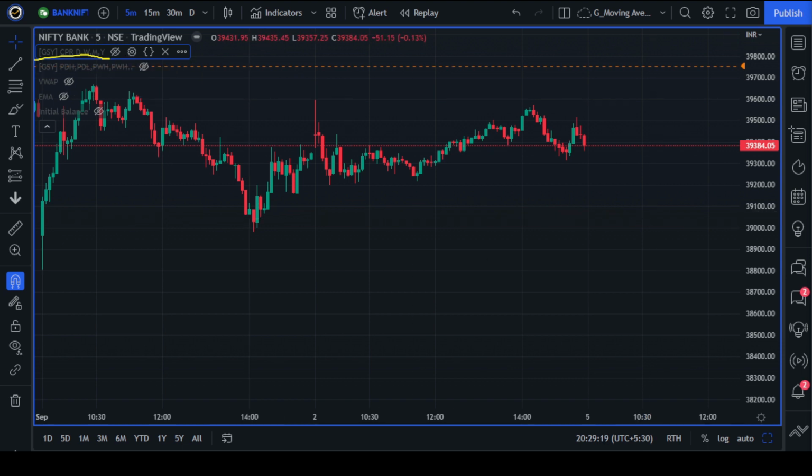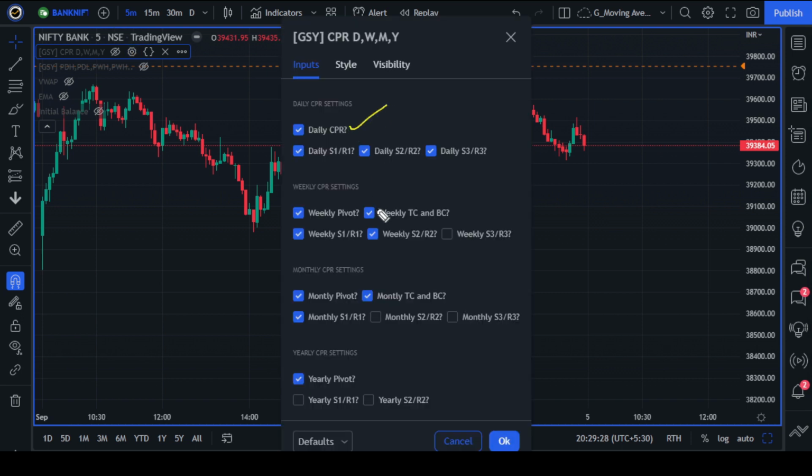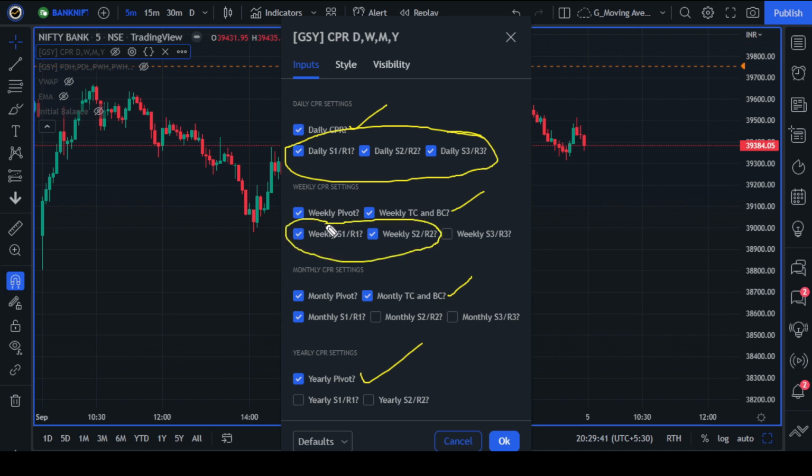The settings that I use for intraday trading are like this. The CPR for daily, weekly, monthly and yearly are enabled, and all the 3 support and resistances for daily are enabled. The weekly S1, R1, S2, R2 are enabled. Monthly S1, R1 are enabled. The remaining ones I will enable or disable based on the need.